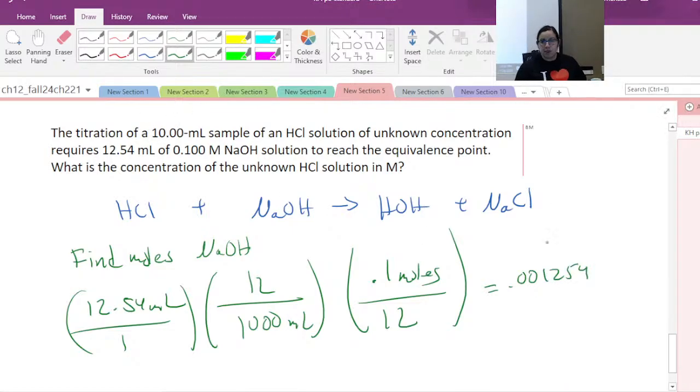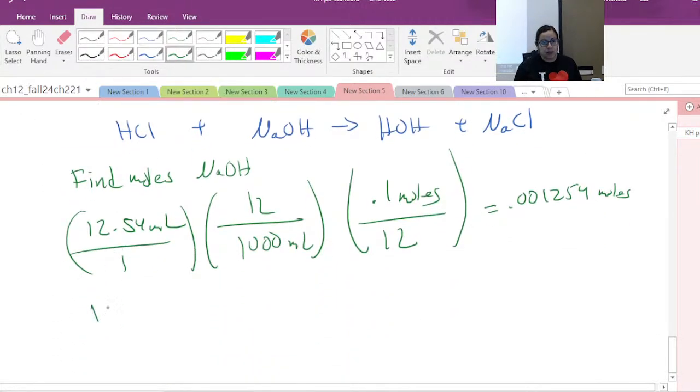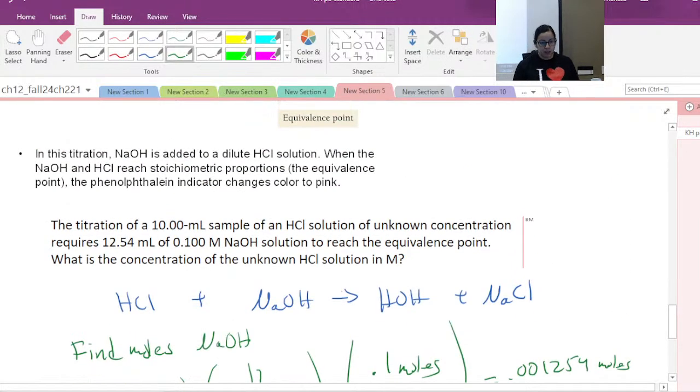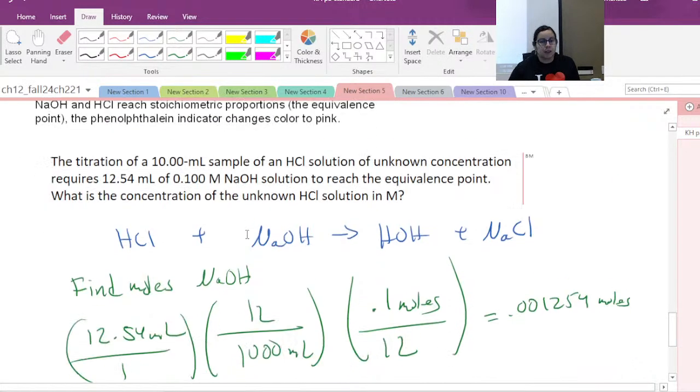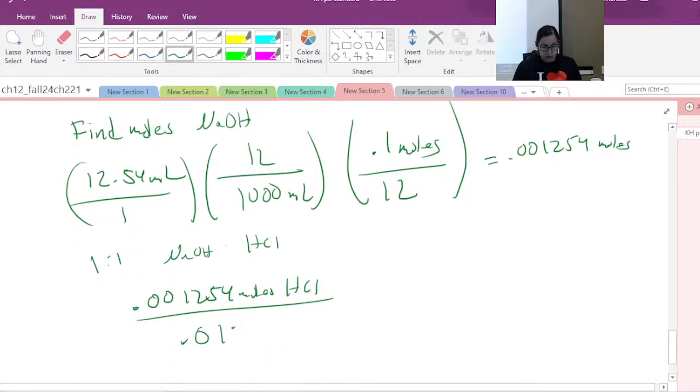And so now we have moles, and we can figure out our concentration of HCl. Again, 1-to-1 ratio of NaOH to HCl. So we have 0.001254 moles of HCl, and that was in 10 milliliters. Convert that to liters, and we have our molarity. So 0.010 liters.